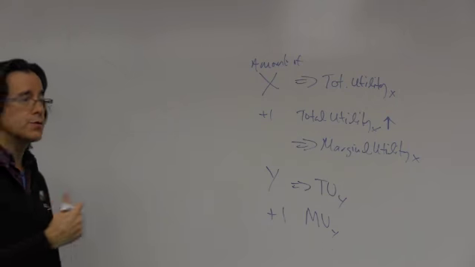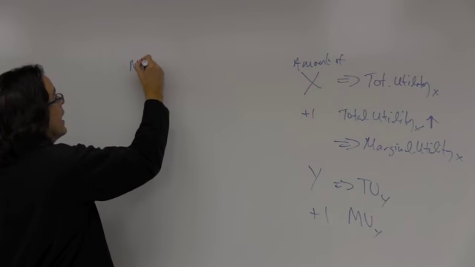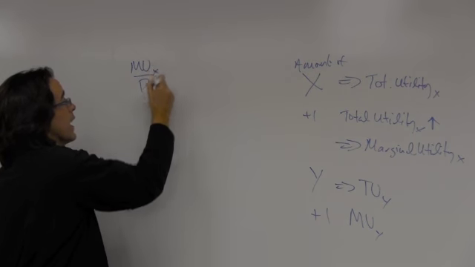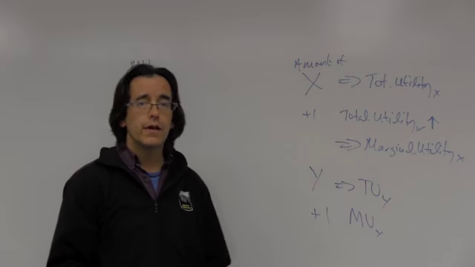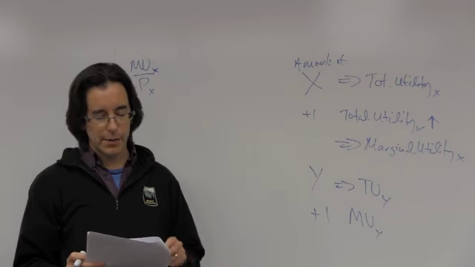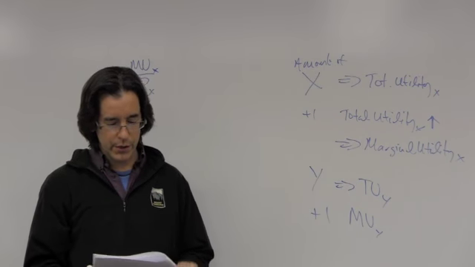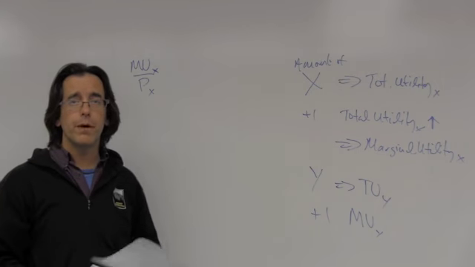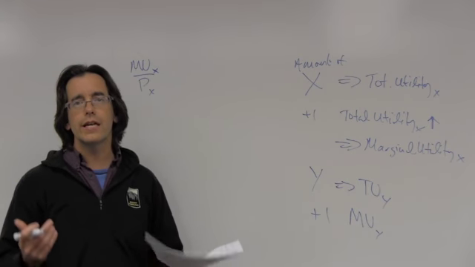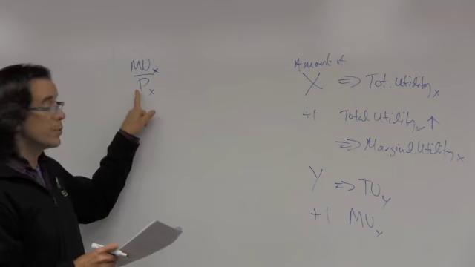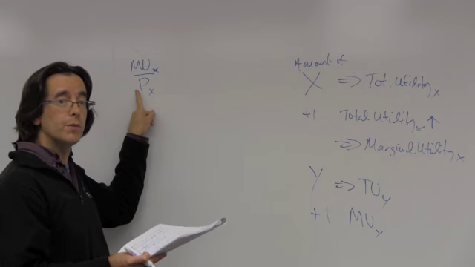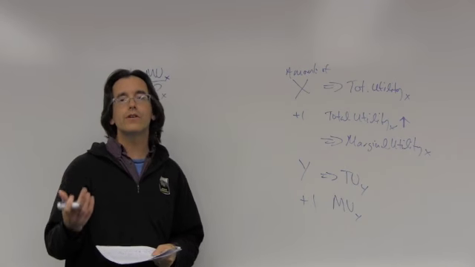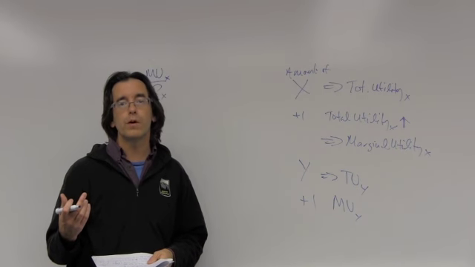So one of the adjustments we can do is this idea of dividing marginal utility by price. And we'll see more of the details about this in a later video. But the basic idea is if we divide marginal utility by price, the price is what we pay for one more unit. The marginal utility is the increase in utility from consuming one more unit.